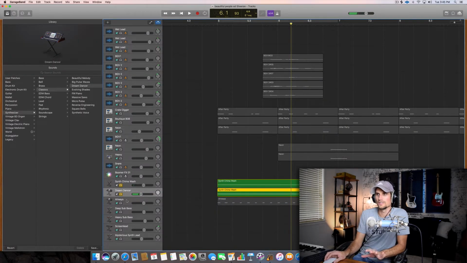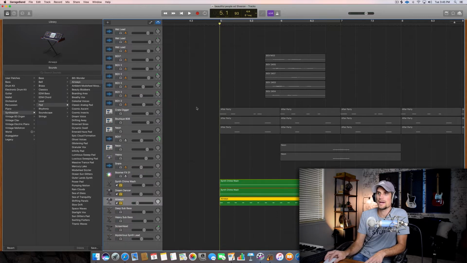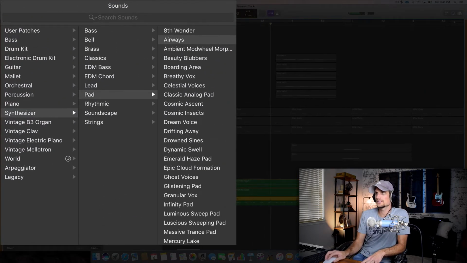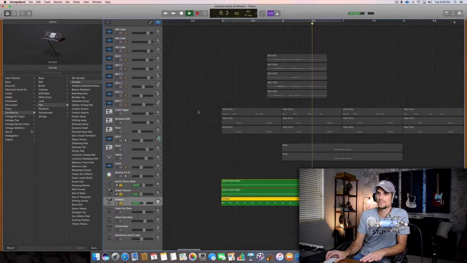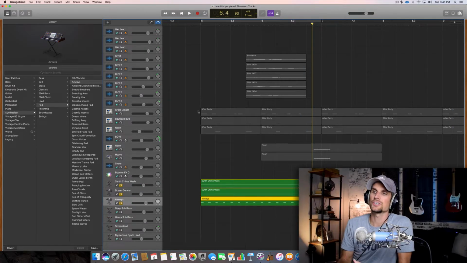And it was like, okay, that's getting closer, but it needed some air behind it. So I used a pad called the Airways. And with those three, it's not bad. It's pretty close. So that's probably where I spent the most time, honestly, as far as trying to get the right sound, was trying to figure this out.